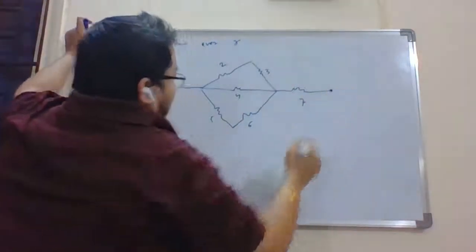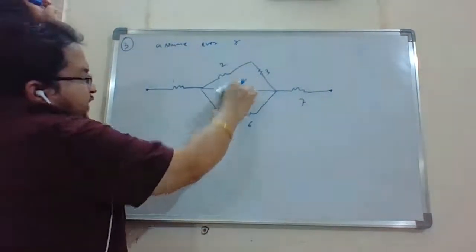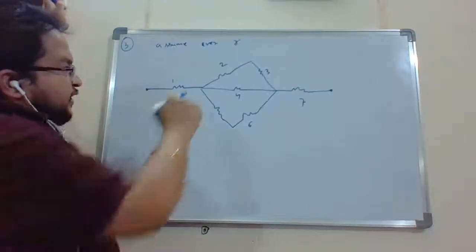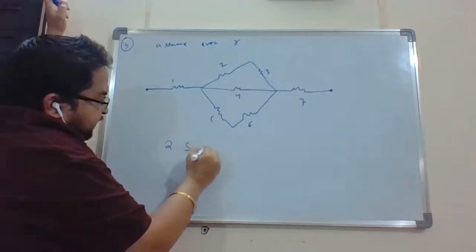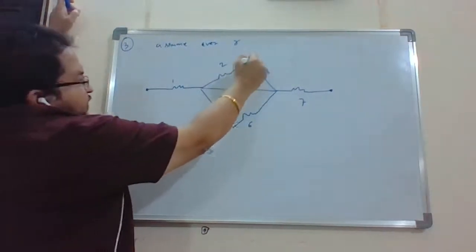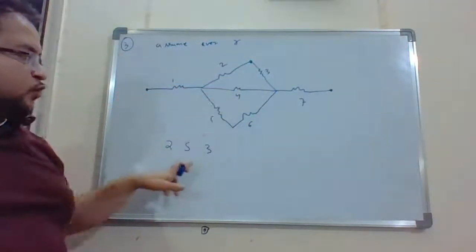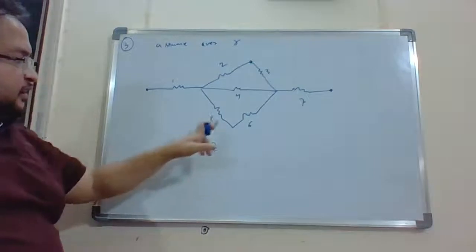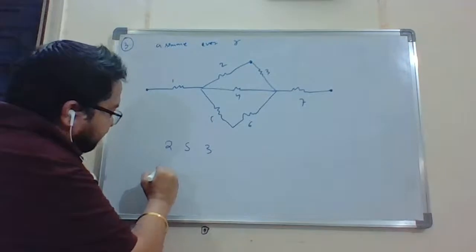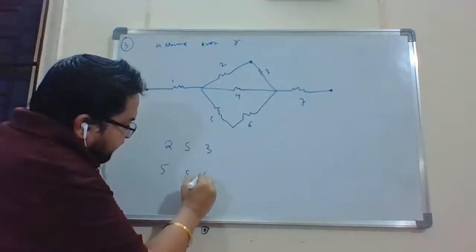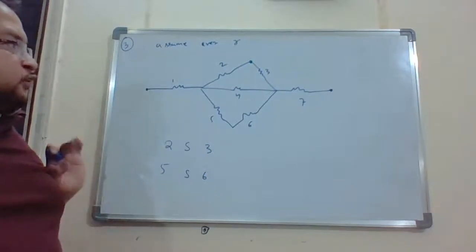Now in this case, let us first try to find out the series. Step number one: can I say that 2 is in series with 3? Between 2 and 3 this is the junction point and there is no disturbance here, which means 2 and 3 are in series. Similarly, can I say that 5 and 6 are in series? So if 5 and 6 are in series, these two are there.